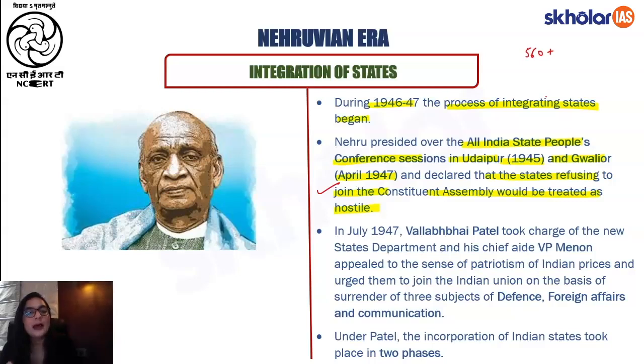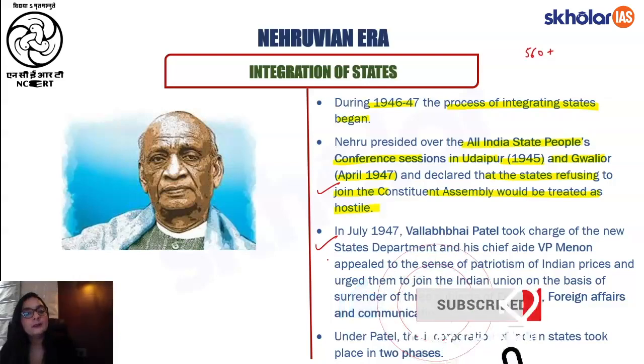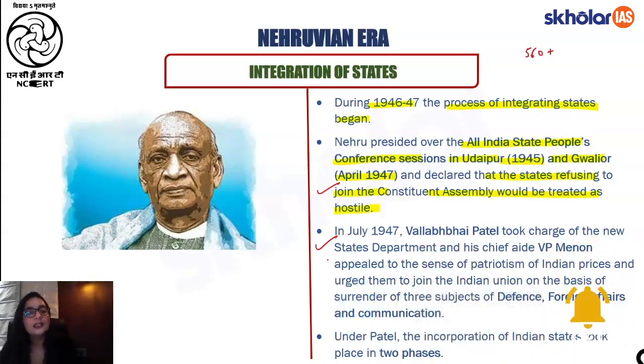However, when this mammoth task of integrating the princely states came into the hands of Sardar Vallabhbhai Patel, which we are just going to talk about, he followed a very iron policy wherein he decided that the states have to either join any of the dominion, they will not be allowed to remain independent. And because of this particular attitude, he was also given some titles such as Iron Man of India or Bismarck of India due to his contributions towards the integration of princely states.